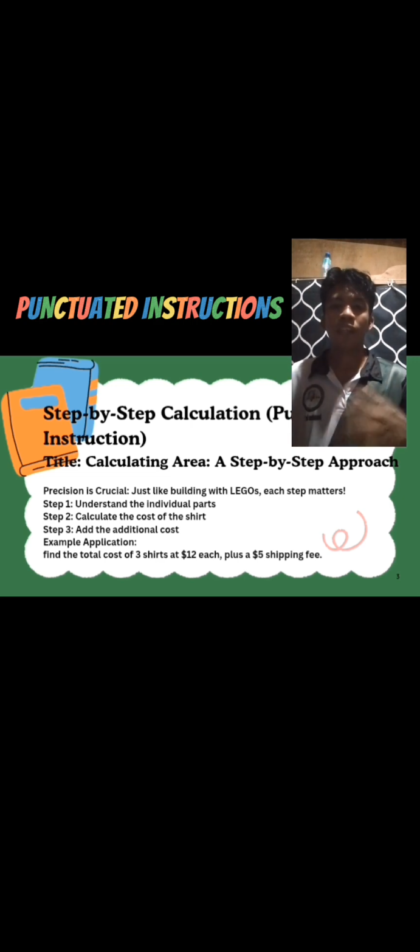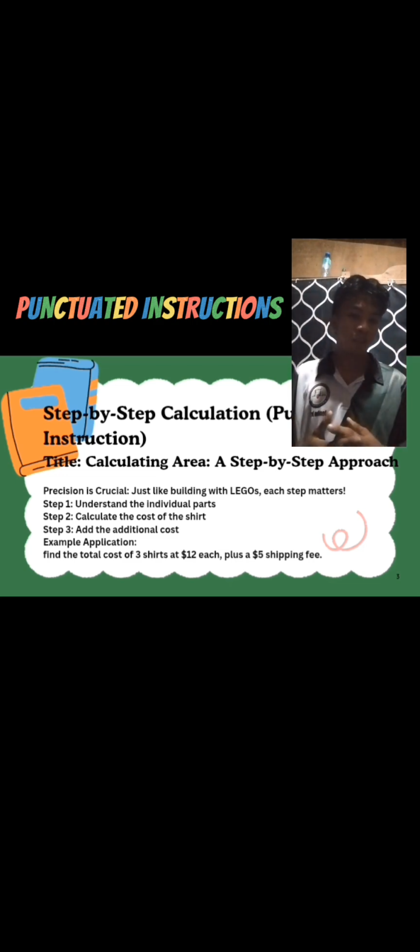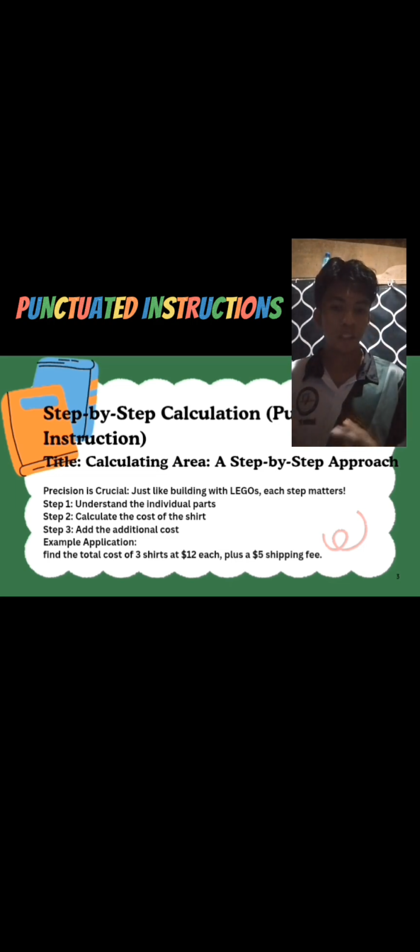Step 3. Add additional cost. Now, incorporate the shipping fee. We add the shipping fee to the subtotal of the shirts, which is 36 plus the shipping fee of $5, equals $41. Therefore, the total cost of 3 shirts with a $5 shipping fee is $41.